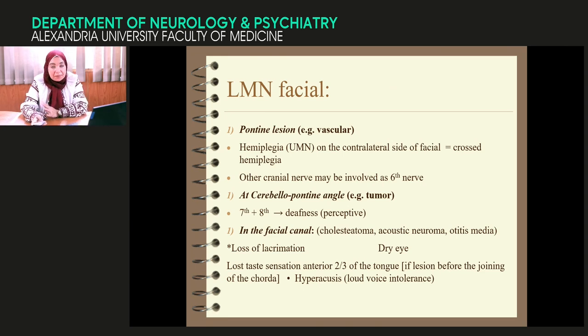Other cranial nerves may be involved because, as we said, it is in the pons; maybe the fifth nerve is affected, maybe the sixth nerve. In a cerebellopontine angle lesion, such as a space occupying lesion or tumor, it will be associated with eighth nerve affection also. It will have deafness. The patient has lower motor neuron facial palsy, deafness, and also cerebellar manifestations. In the facial canal, there may be cholesteatoma, acoustic neuroma, or otitis media.